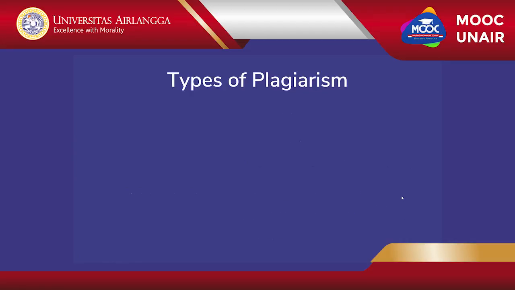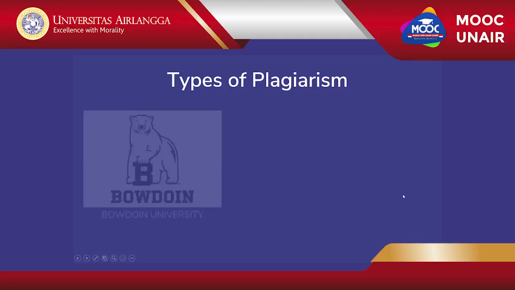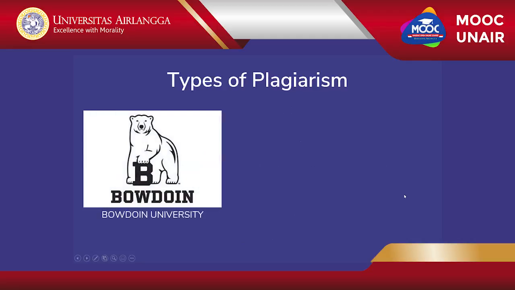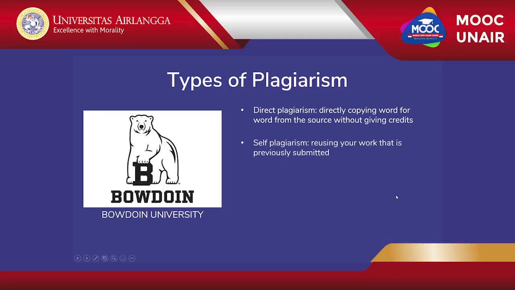Meanwhile, Bowdoin University divides plagiarism into just 4 types. First, direct plagiarism, or directly copying word for word from the source without giving credits. Second, self-plagiarism, which means reusing your work that was previously submitted.